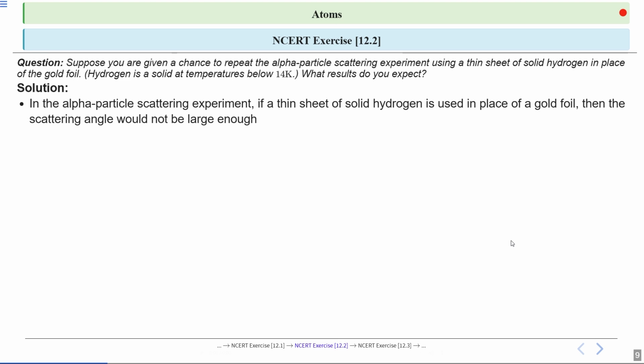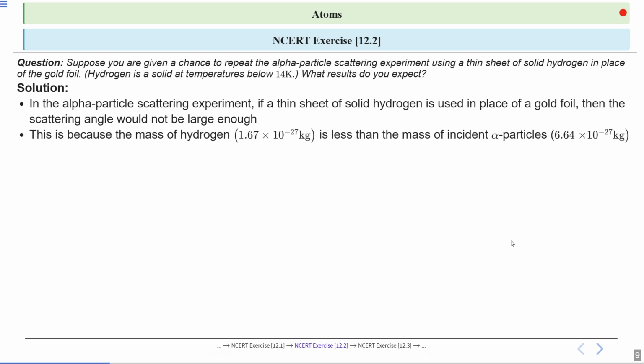First, let's recall what happens in the original experiment. If we use solid hydrogen instead of gold, the alpha particles won't be scattered at large angles. This means we wouldn't see the dramatic deflections that Rutherford observed with gold foil.